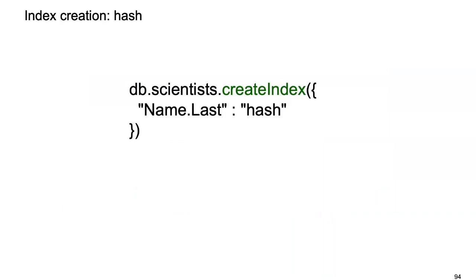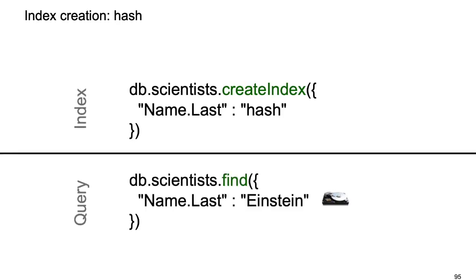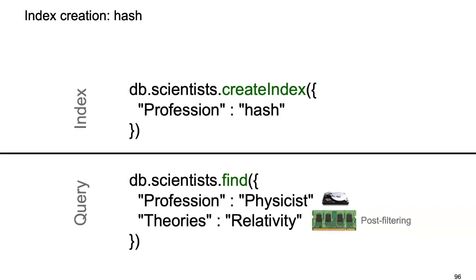Imagine I create a hash index on name last, right? So now I'm O(1), 2 milliseconds, I get my answers. This is an example of a query that returns in 2 milliseconds, even if there are a billion documents in there, 2 milliseconds, right? For whom is that clear? Right? We have an index, it's the same predicates, 2 milliseconds.